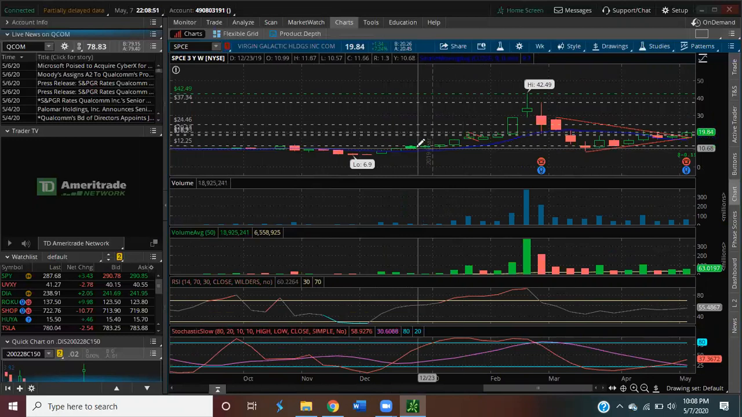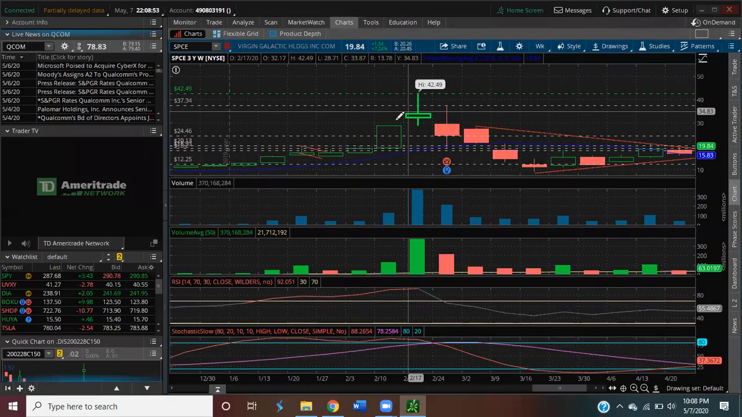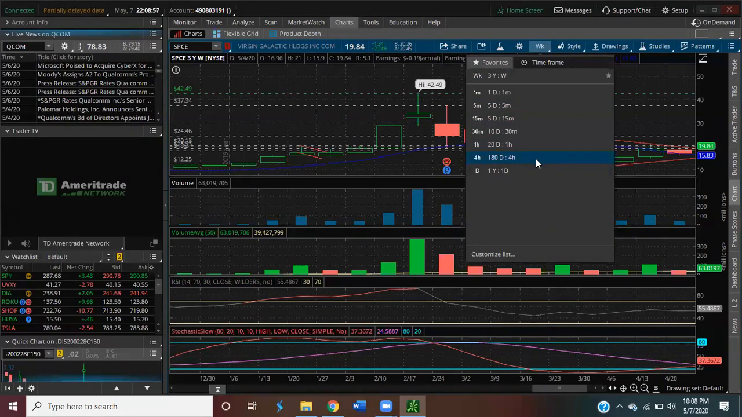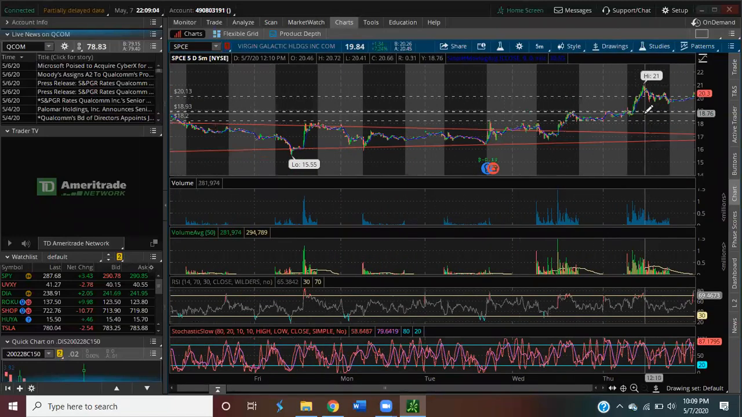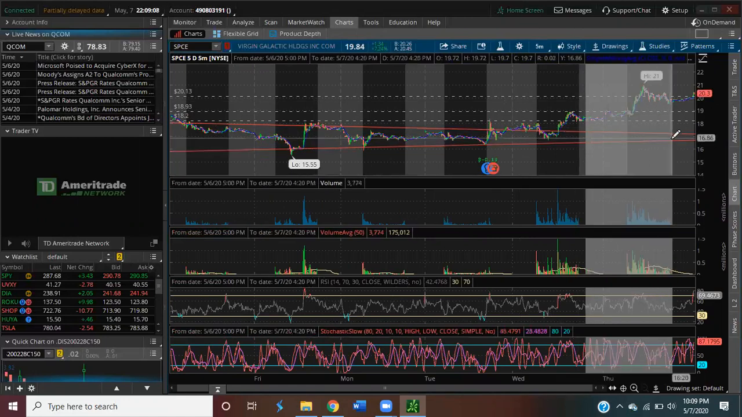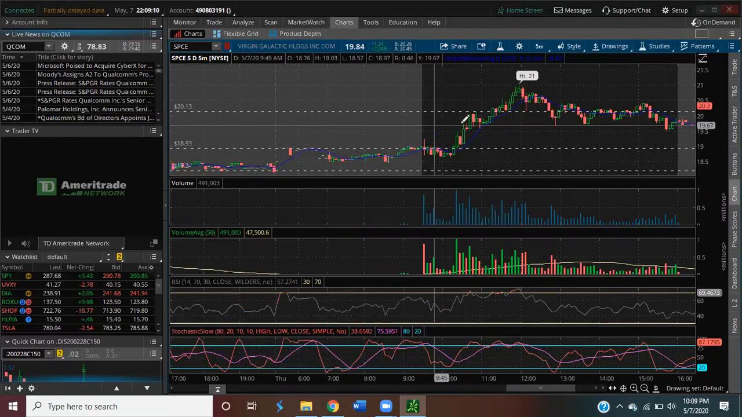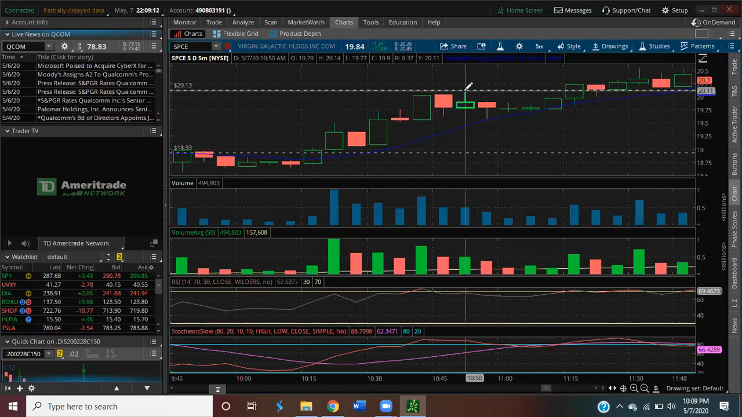You can't see it that good because I've drawn other stuff, but we have our long-term support at 20.13. So when it broke above, it was going to go to the next resistance, and guess where it started having a little trouble before it finally pushed above. Right here at this point. So you honestly could have taken profit right here.